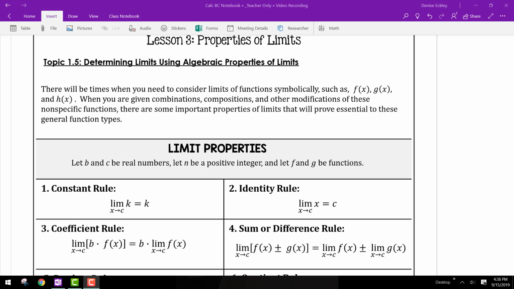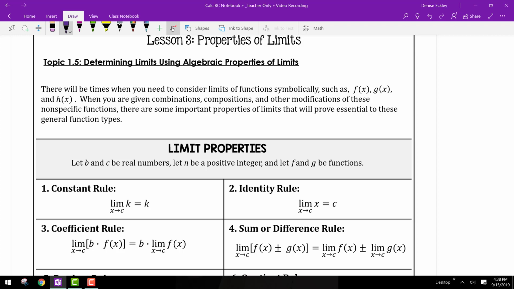So there are some basic properties that we want to understand before we actually come up with our rules to calculate limits. So our limit properties are as follows. b and c are real numbers, and n is a positive integer. So f and g are our functions. The first one listed is that the limit as x approaches c of k is k. So in other words, the limit of a constant is that constant.